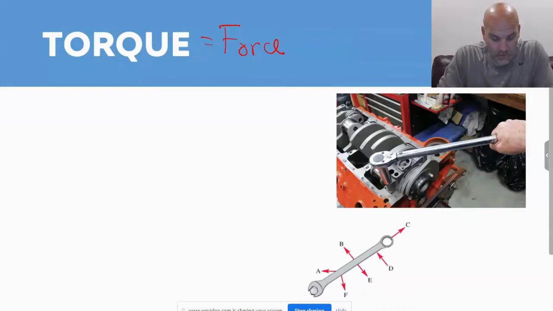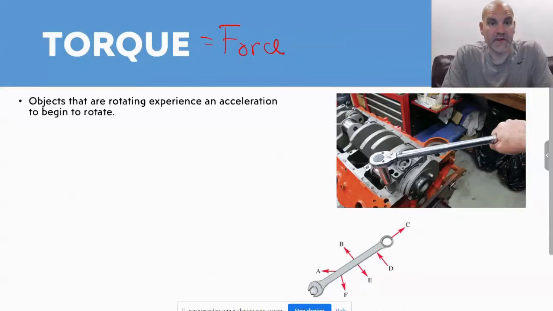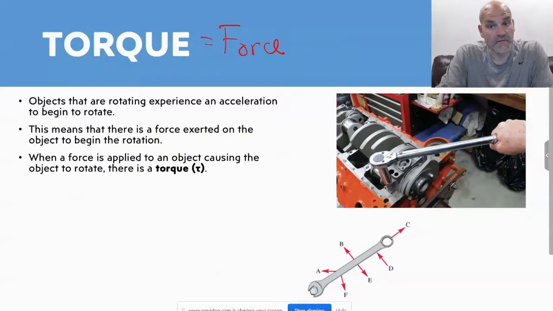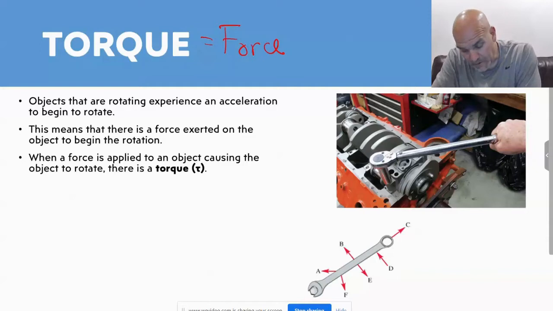And so when objects are going to rotate, they're going to experience an acceleration, which we'll get into within a couple of videos. This means that there is a force exerted on the object to begin that rotation. Now, when we apply a force that causes the object to rotate, we call it a torque, okay? And so what we want to do is we apply a force at a distance.